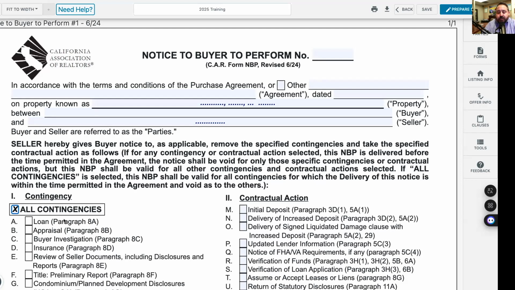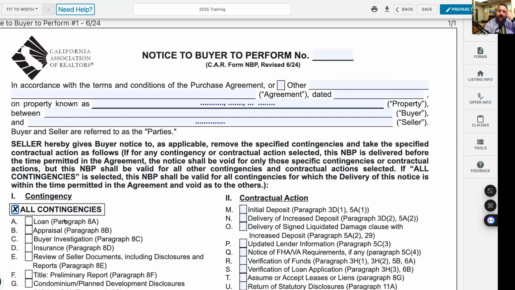So if I send a notice to perform on Saturday, Saturday is day 0, Sunday is day 1, Monday is day 2. They have until Monday at 11:59 to perform. So you can send these notices to perform on weekends and on holidays, and those days will count. But the other party is not forced to perform on those weekends or holidays. So I hope that's clear.